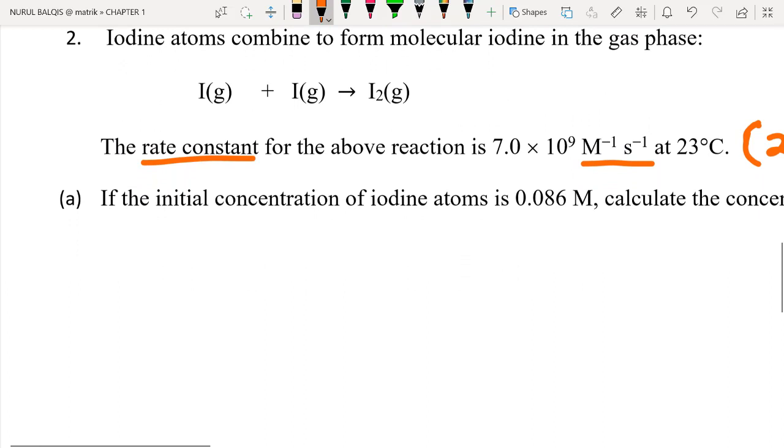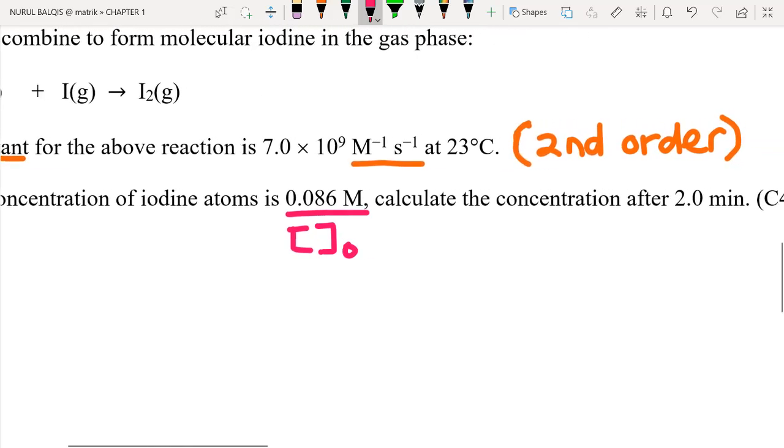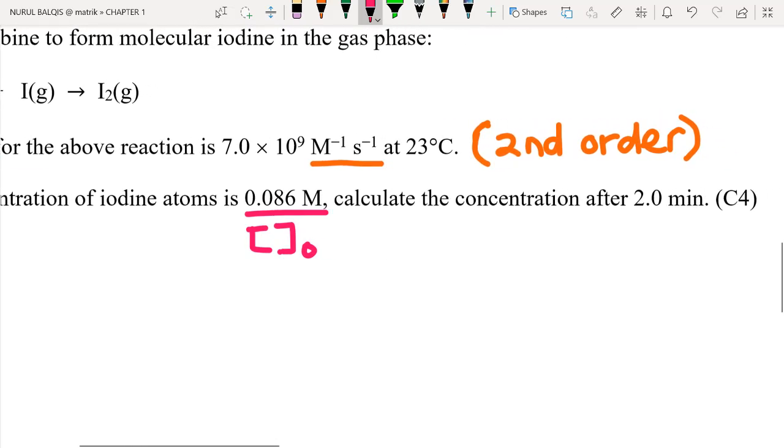If the initial concentration of iodine atoms is 0.086 molar, so given to you 0.086 molar is the initial concentration, so we put it as concentration not, right? So calculate the concentration. So we want to calculate another concentration here, but only after 2 minutes. So this 2 minutes belongs to time, and this concentration is after this time, which in this case is 2 minutes. So we have t here.